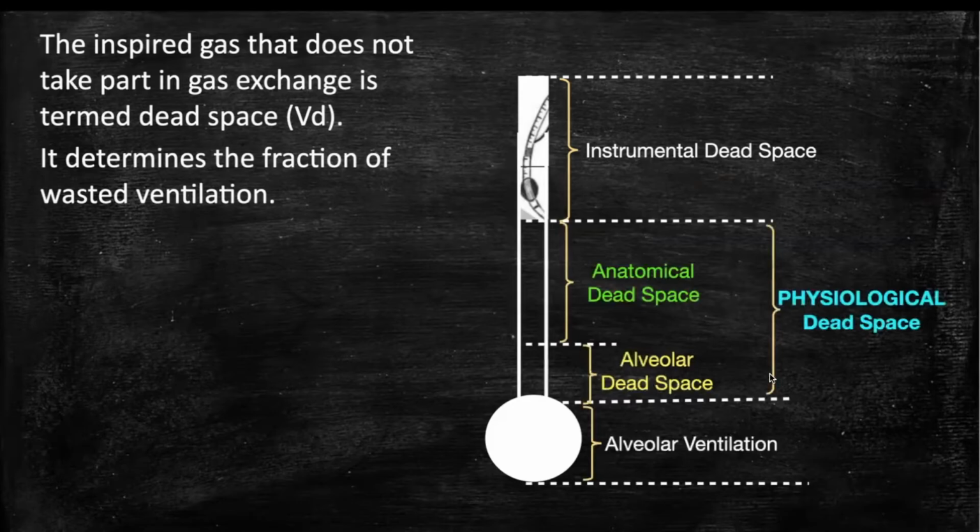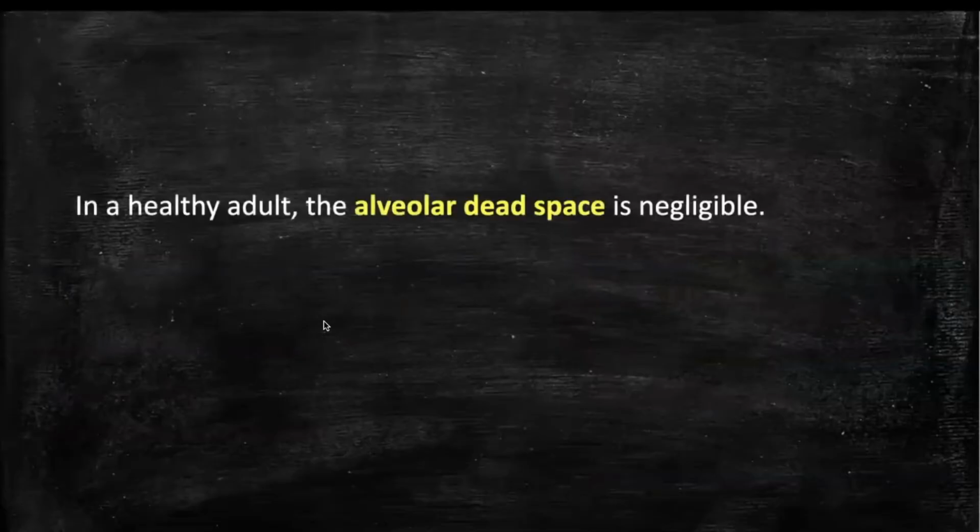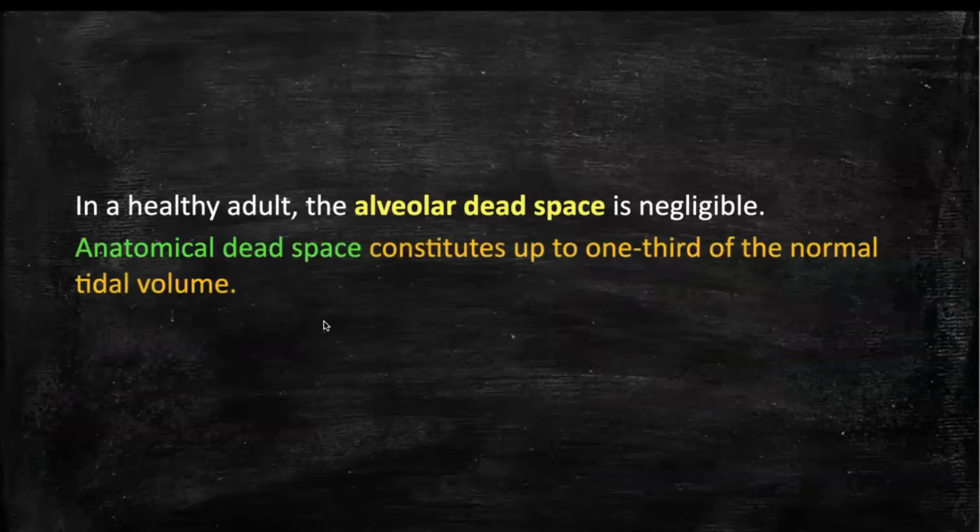So you have a physiological dead space, which is a combination of anatomical dead space and alveolar dead space. Usually in healthy people, alveolar dead space is very minimal, so mostly it is anatomical dead space. And anatomical dead space represents air that fills the conducting passage starting from the upper airway to the lower airway tract up to the respiratory bronchioles. As I said, in healthy children or adults, alveolar dead space is negligible. Anatomical dead space constitutes up to one third of the normal tidal volume. So whatever tidal volume we are delivering, one third is constituted by the anatomical dead space.